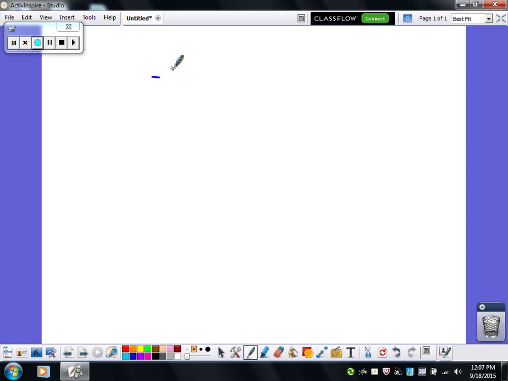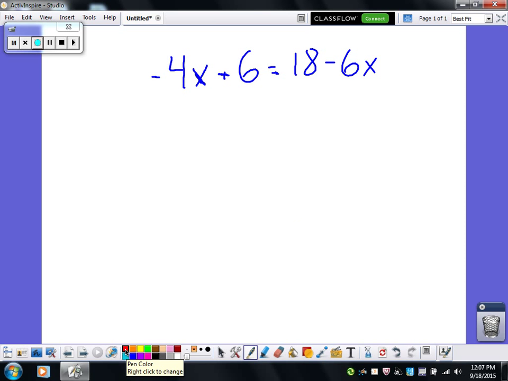Let's do one just like that. Negative 4x, you can write this one down. Negative 4x plus 6 equals 18 minus 6x. All right. So again, can I combine these two together, negative 4x and 6? No. Can I combine 18 and negative 6x? No. So I need to get my variable terms together.